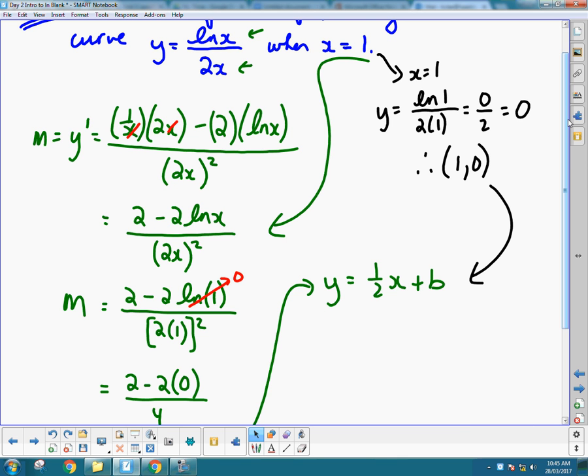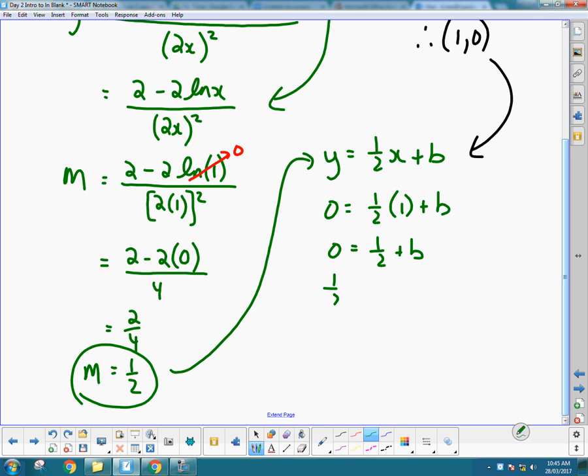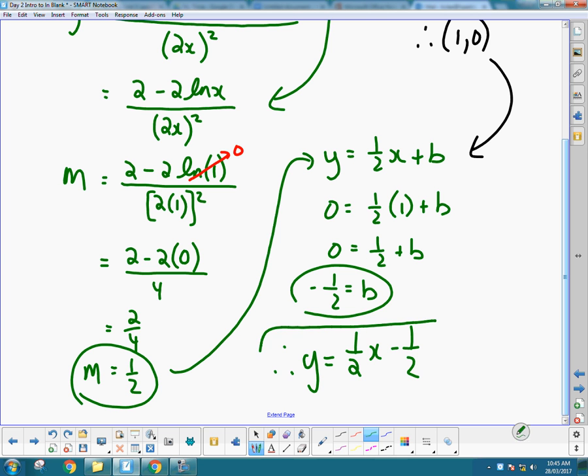Should make our math relatively easy. Y is 0, half times x, which is 1. 0 equals 1/2 plus b. Subtract 1/2 from both sides, and I get b. And therefore my equation is y equals 1/2 x minus 1/2.